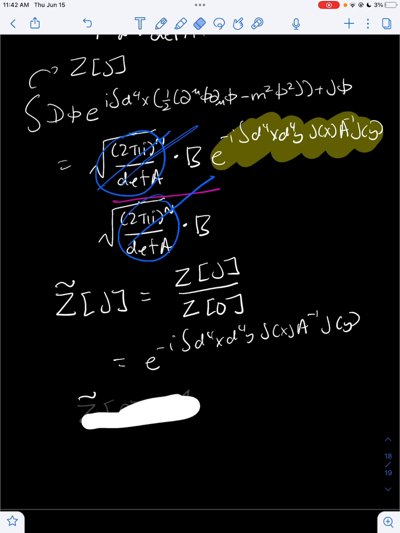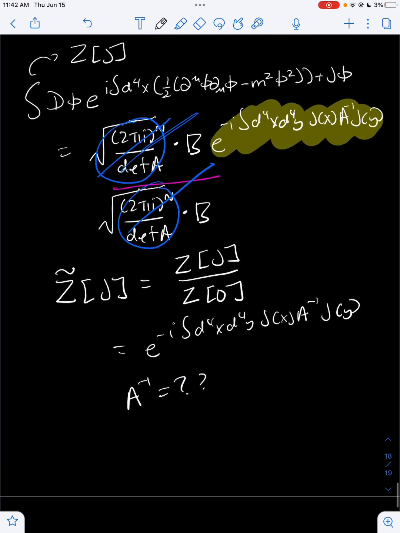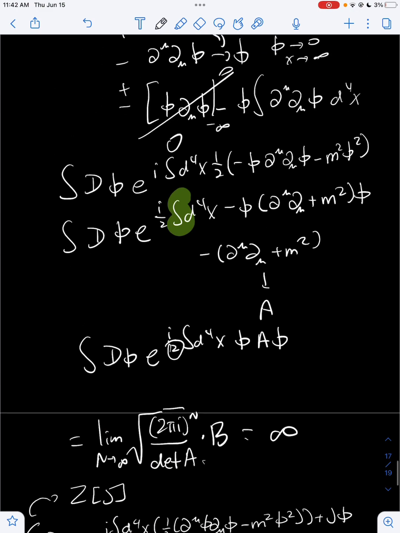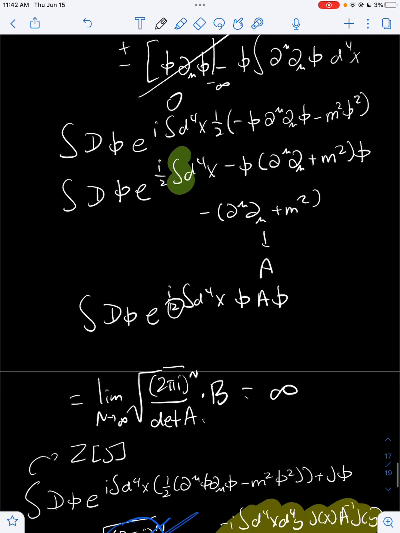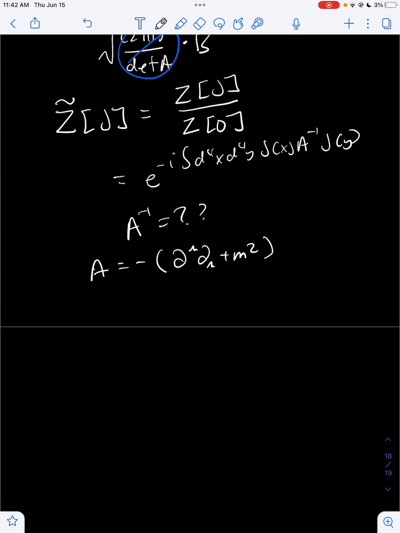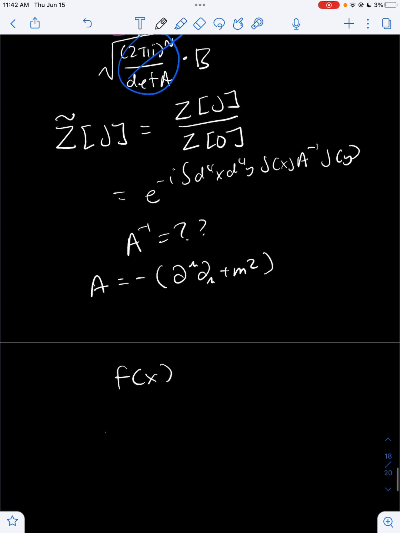Anyways, what we could do now is we have to actually ask what the inverse of A is going to be. So recall that A was defined as minus partial mu squared plus m squared. So what's the inverse of a differential operator? Before we work out the determinants, what's the inverse? What does that mean? Say f of x is some function. The inverse of f of x is going to be some function that acts on f of x and gives us out x.